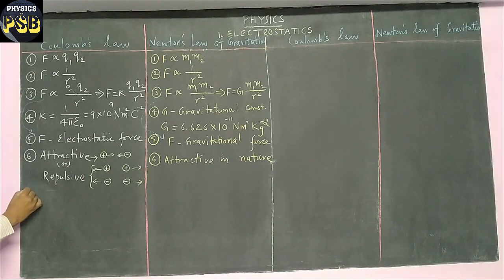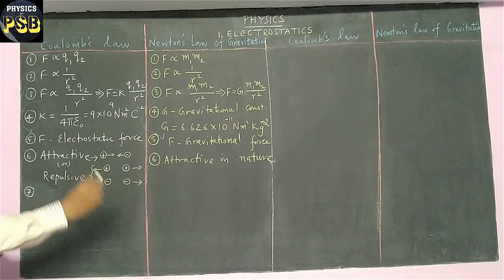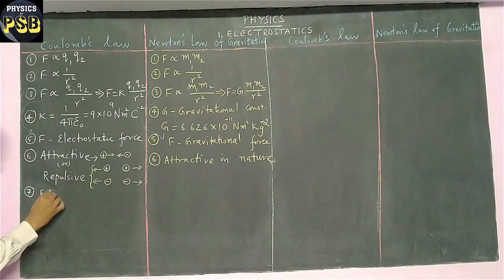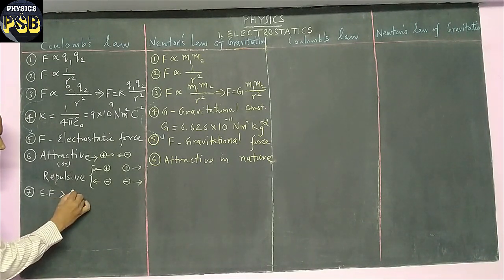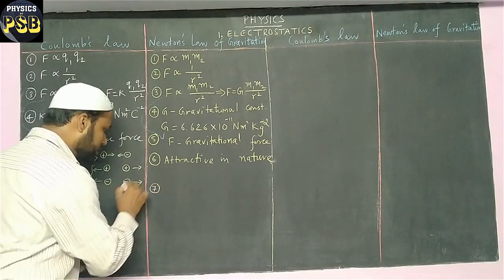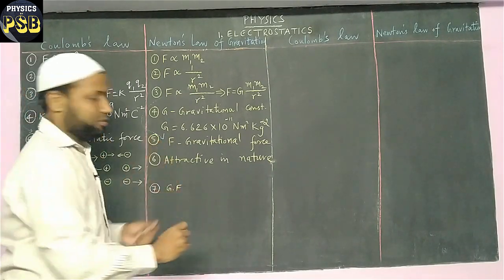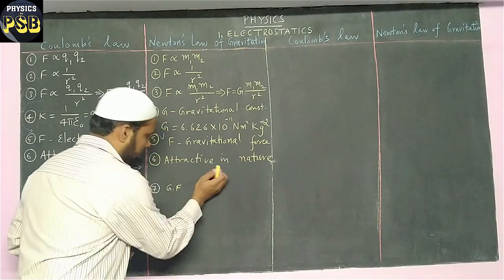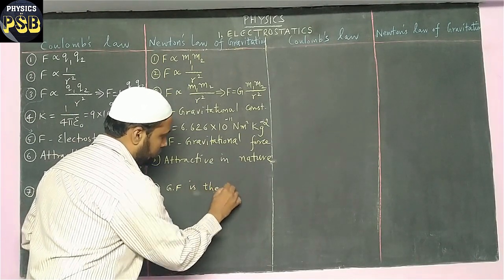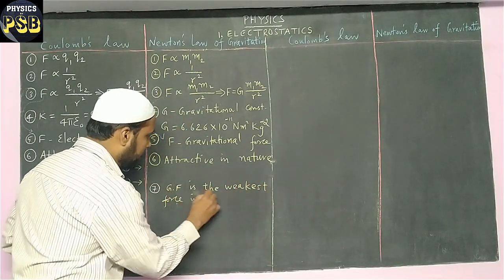Next point says that electrostatic force is stronger than gravitational force. I write electrostatic force as EF. EF stands for electrostatic force. Electrostatic force is always greater than gravitational force. GF stands for gravitational force. And you always remember this: gravitational force is the weakest force in nature.